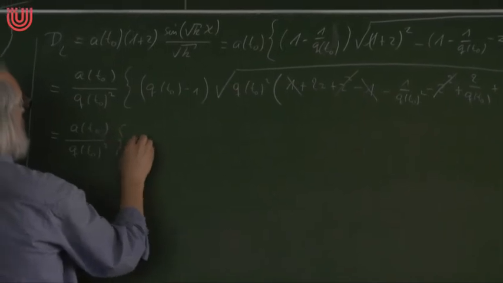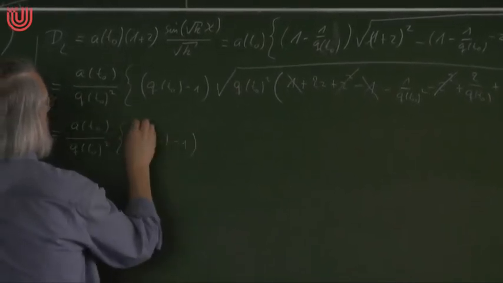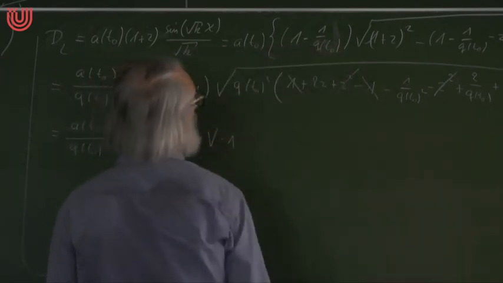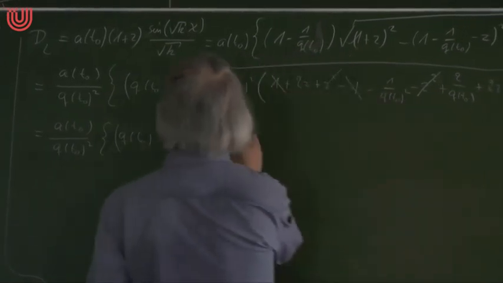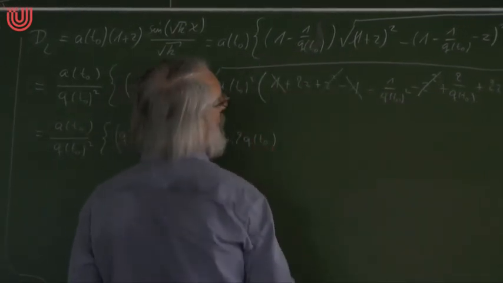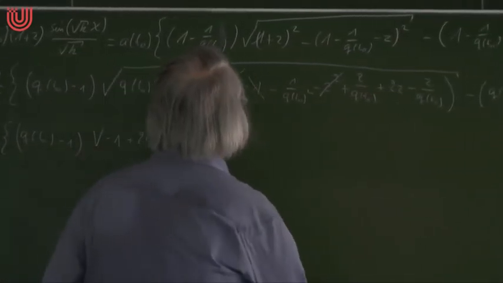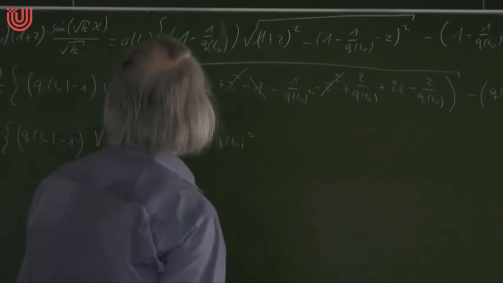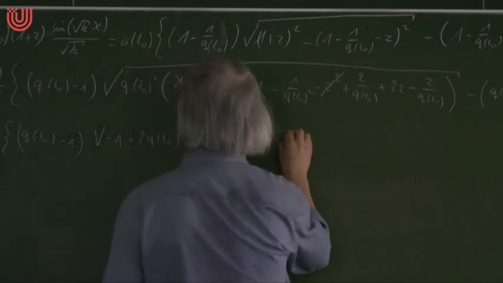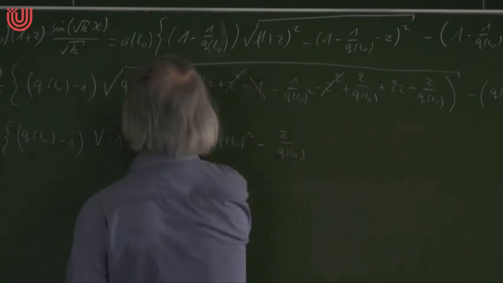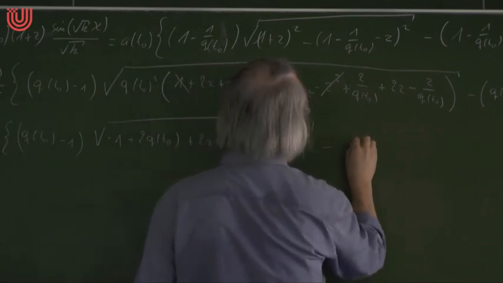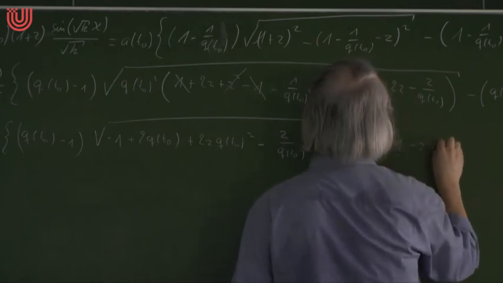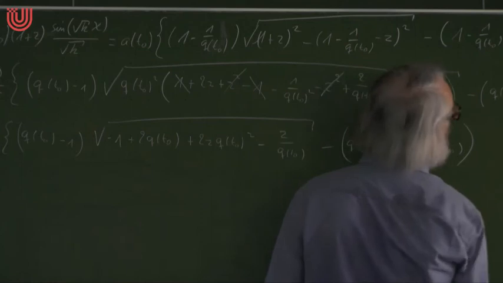Of to squared, q of to minus 1. So what is this here? This gives a minus 1. This gives a plus 2q. This gives a plus 2z q squared and minus z over q minus q of to minus 1 minus z q of to and the square root.